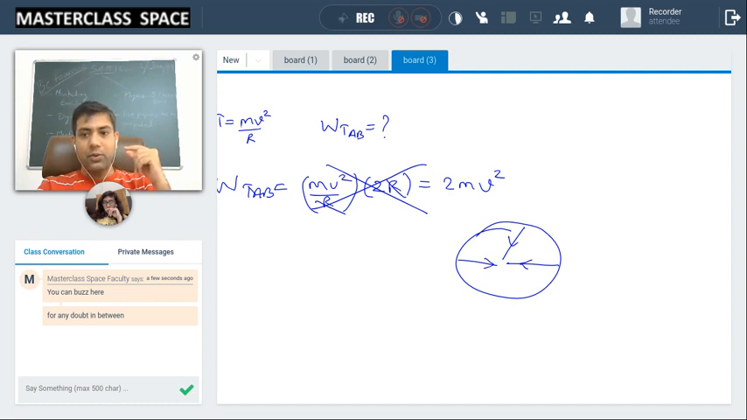So what I'm going to do for small displacement, this small displacement ds. For small displacement ds only, I'm going to consider this T to be constant. So power is going to be equal to what? F dot ds. Okay, because force is variable, and this F dot ds is what?